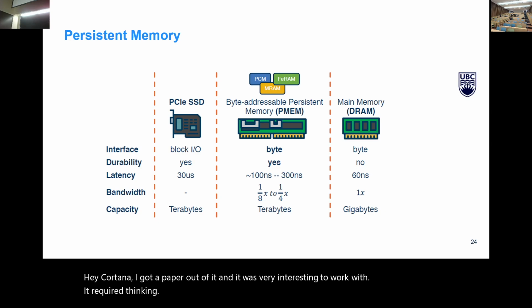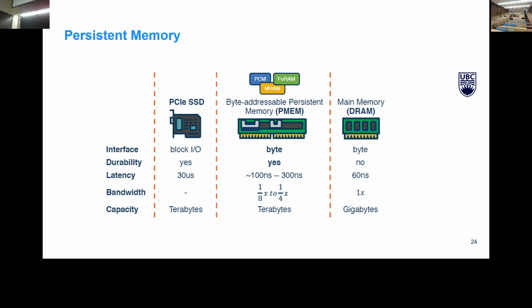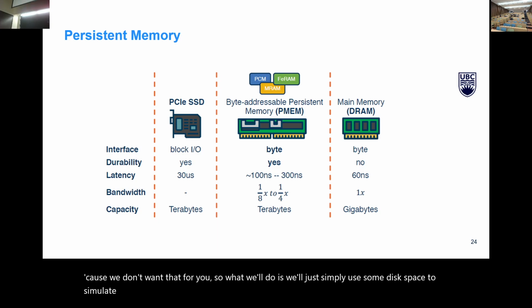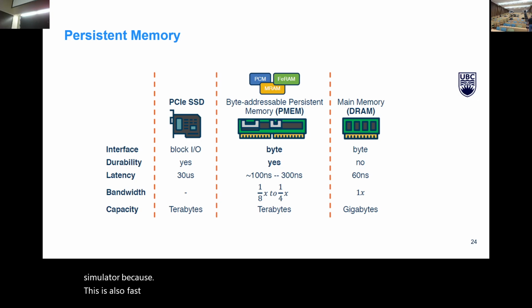In DRAM, some of you probably remember in 313 where you had paging. Because we don't have enough DRAM, so what we'll do is we'll simply use some disk space to simulate DRAM, because disk is almost as fast as memory, right? Right? Yeah, of course, it is. Absolutely. Except that now I give you this persistent memory, and I'm going to give you 6 terabytes of it.